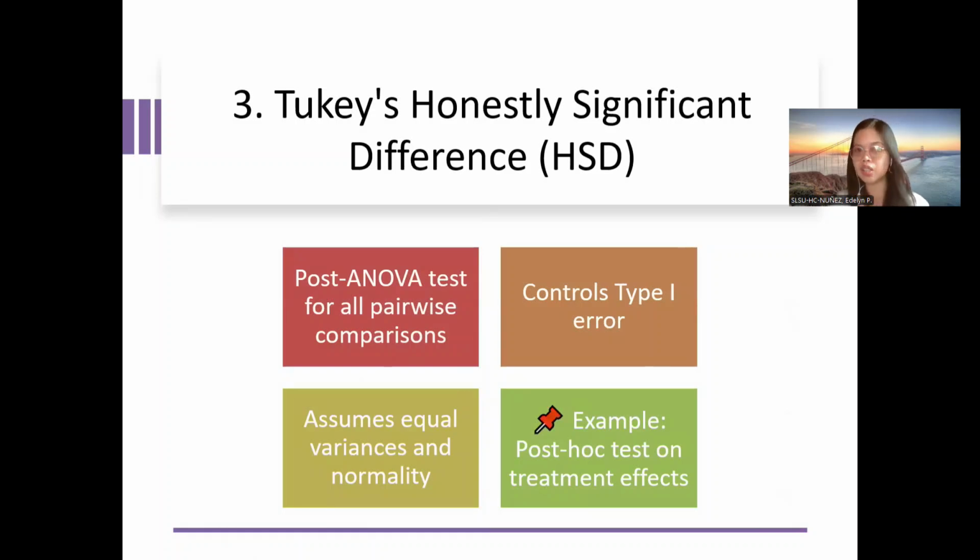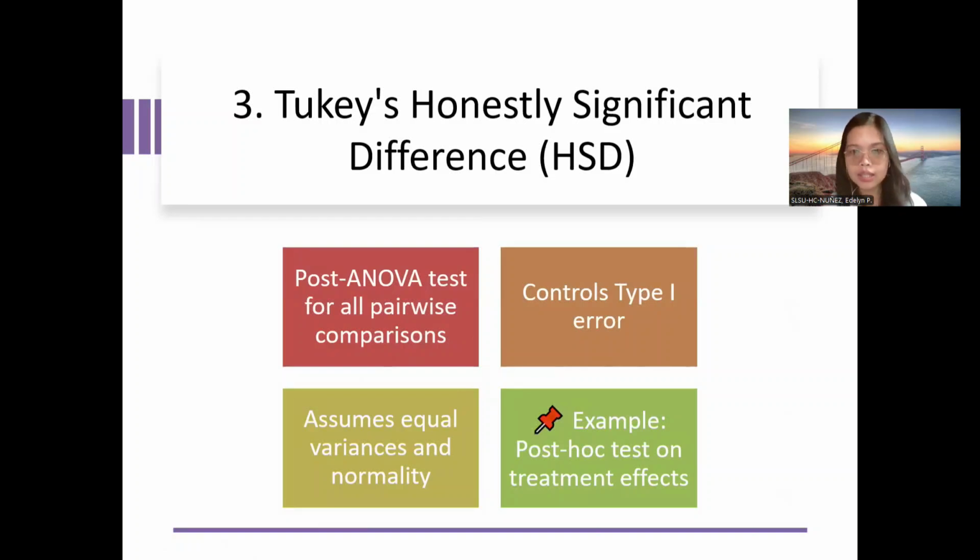And this one is the focus of this video. We will be using the Tukey honestly significant difference or HSD. When do we use Tukey HSD? We use this one post ANOVA test for all pairwise comparisons. It controls the type 1 error. We assume equal variance and normality. So there should be equal variance and normality among the data.